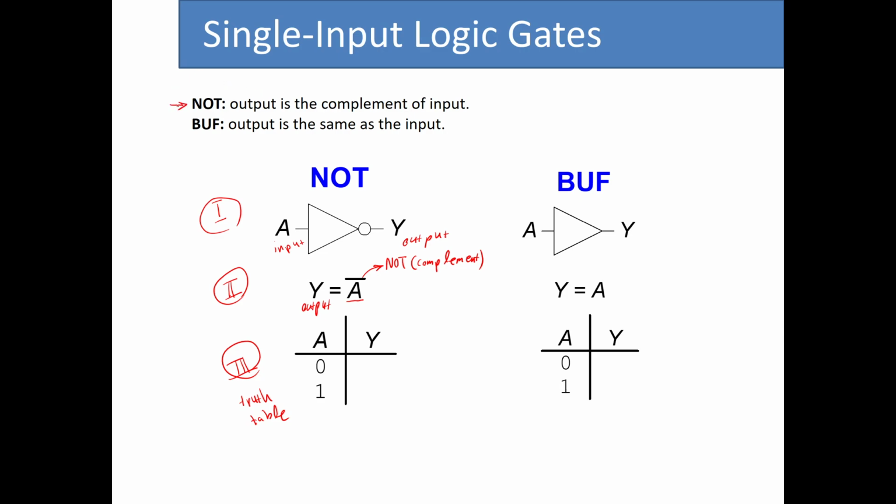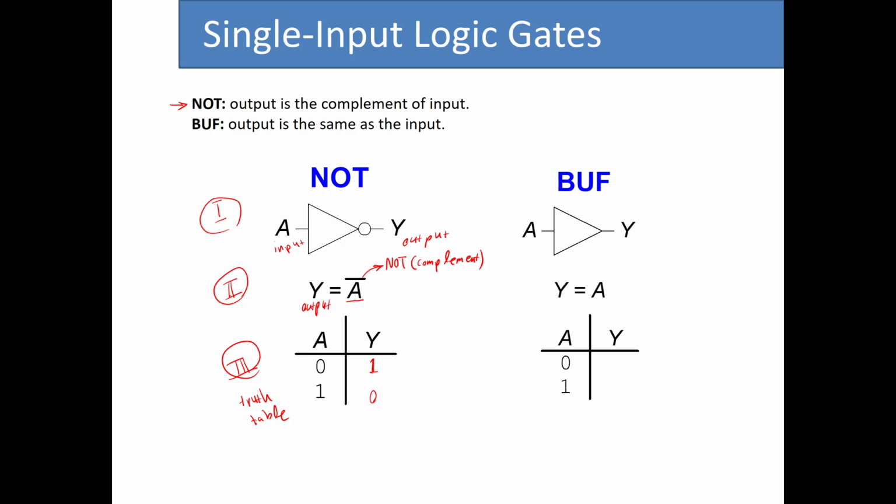The NOT gate, or the complement gate, has an output which is the complement of the input. So what does it mean? It means that if the input is 0, the output is going to be 1. If the input is 1, the output is going to be 0.